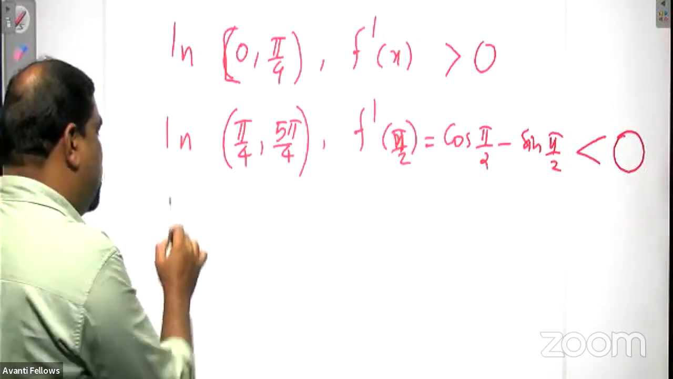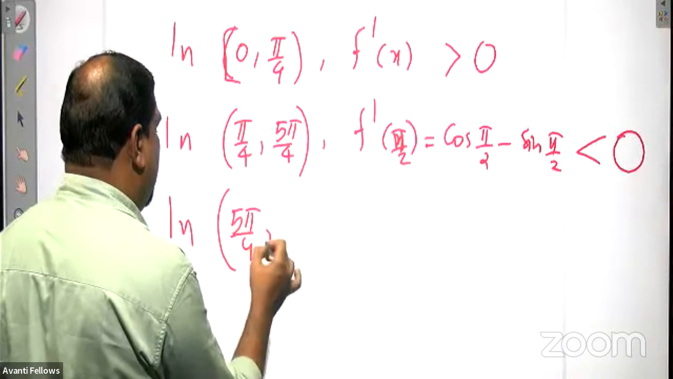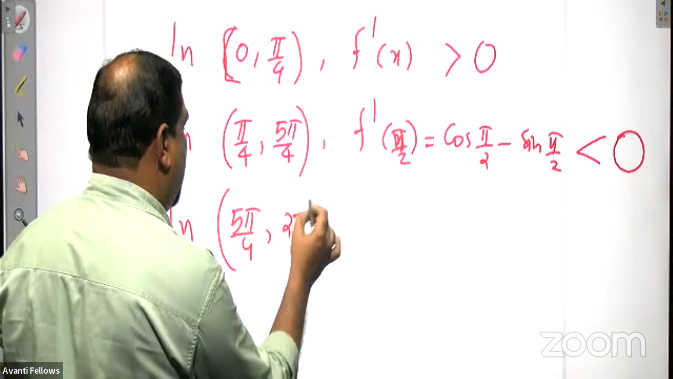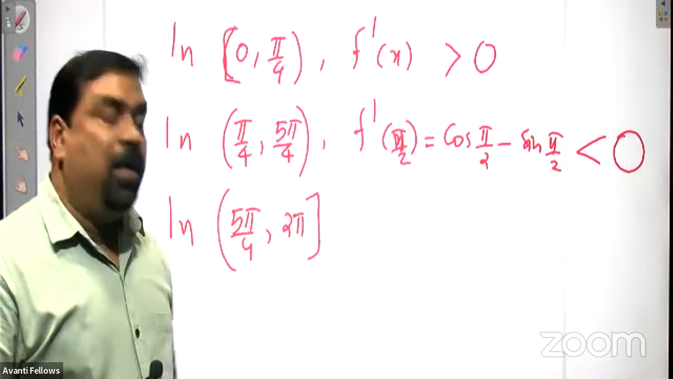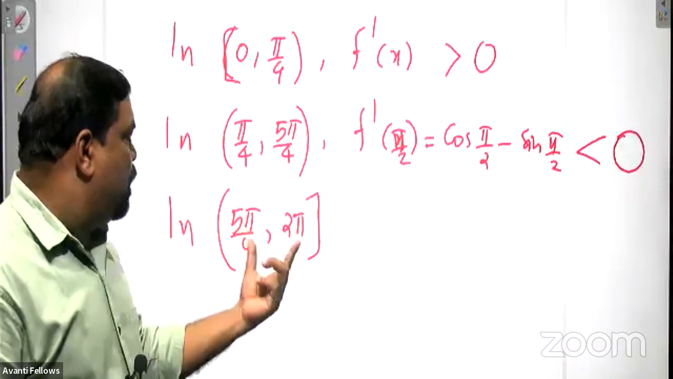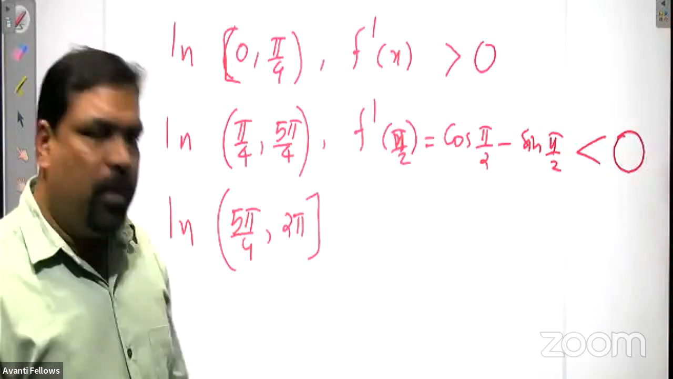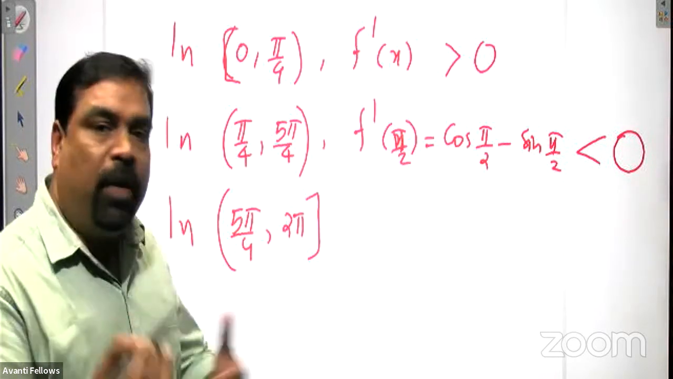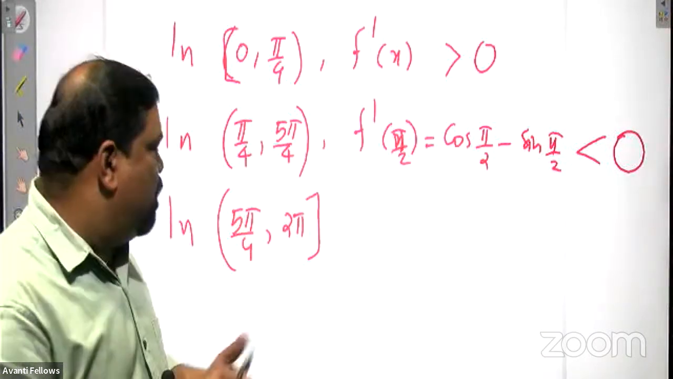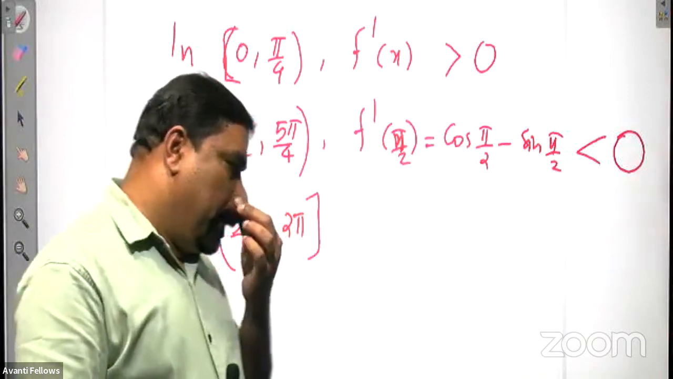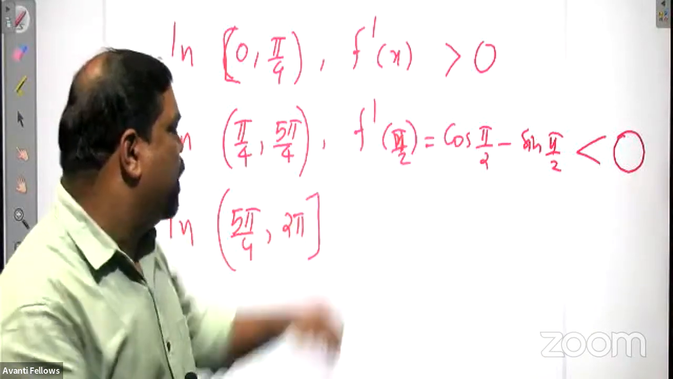Now the third interval. What is the third interval? That is 5 pi by 4 to 2 pi. These are the three intervals we have already identified. Now in the third interval, 5 pi by 4 to 2 pi, you put any value in that interval. Which value can be taken? Let us take 3 pi by 2. 3 pi by 2 is in this interval. You put 3 pi by 2 for x.